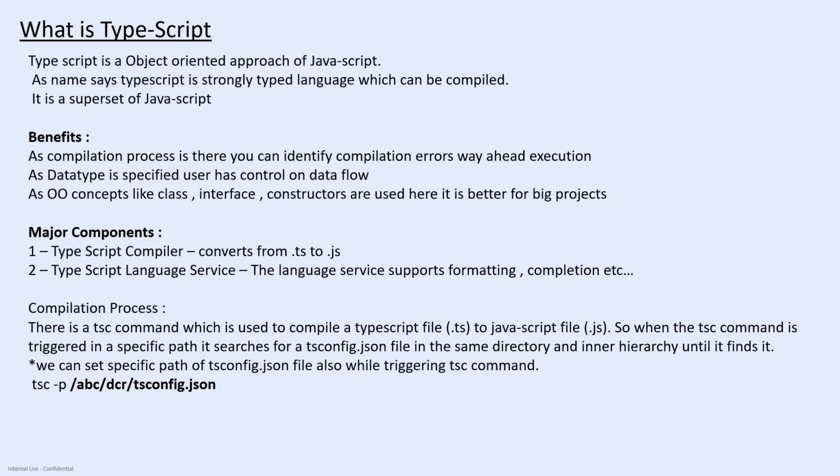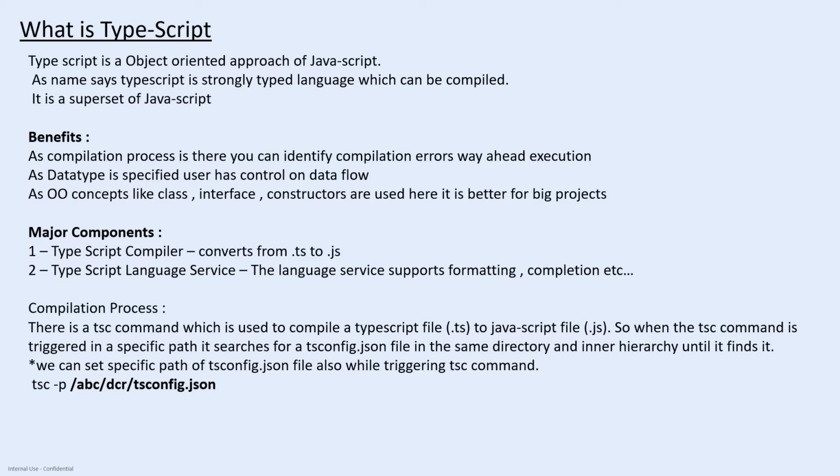So that is a compiler which will compile your TS code, or TypeScript code.ts, as an extension to .js. Okay. Next is language service. It's just a completion and formatting tool that you will have with your IDE, where you will get the intelligence and everything. And the compilation process now, right?